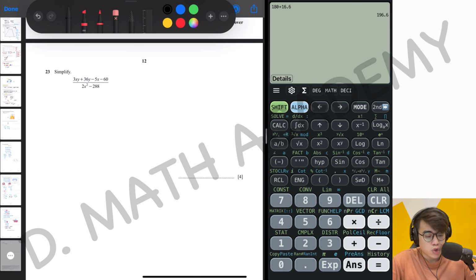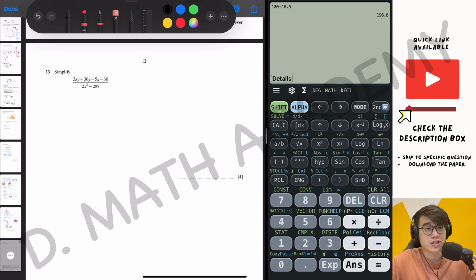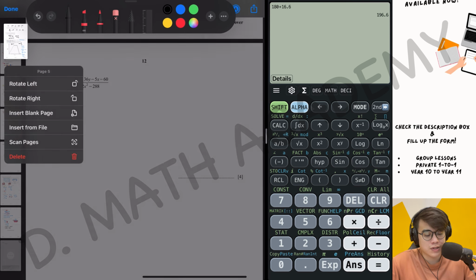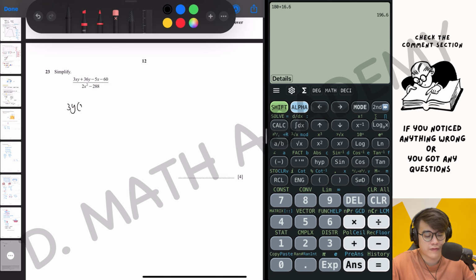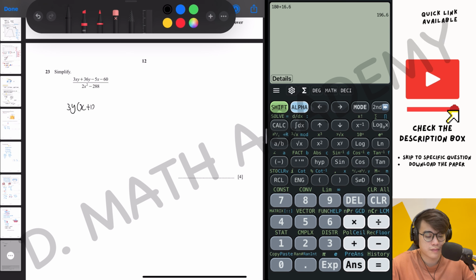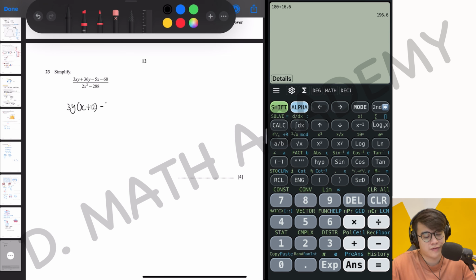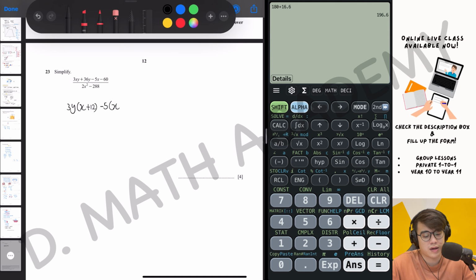Okay, so we are at the last question now. We are at question 23. Things to take note is that I can take out 3 and y from the first two values here. So I have x and 12 as the balance, I suppose. And for the one at the back, I can take out -5. And I would have this as the balance as well.